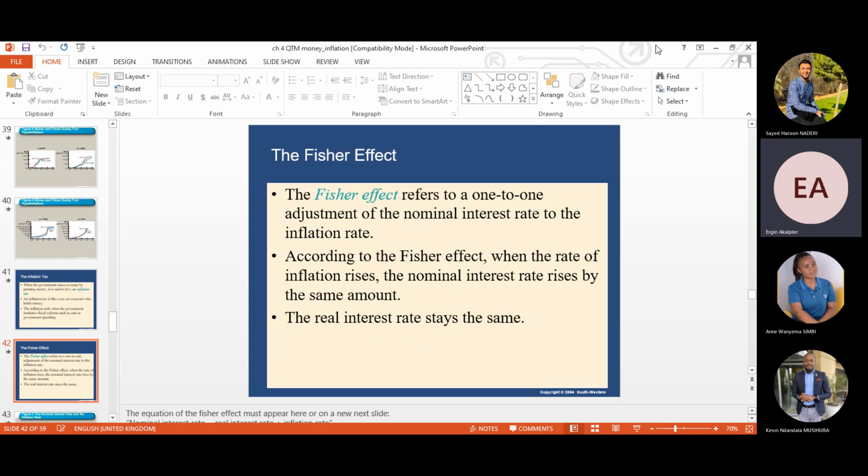As I said to you, the Fisher effect says the real interest rate must be equal to the nominal interest rate minus inflation, and this will then give you zero. At least the difference between the nominal interest rate and inflation must be zero. The differences between these two must be zero for balancing the real interest rate.